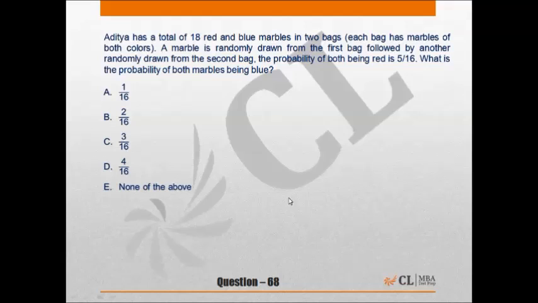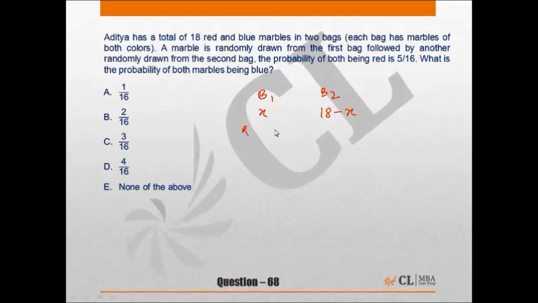Aditya has a total of 18 red and blue balls in 2 bags. Each bag has marbles of both colors. Let the bags be B1 and B2, and the number of balls in bag B1 be X. Therefore the number of balls in bag B2 is 18 minus X, and each of these two bags has at least one red and one blue ball.